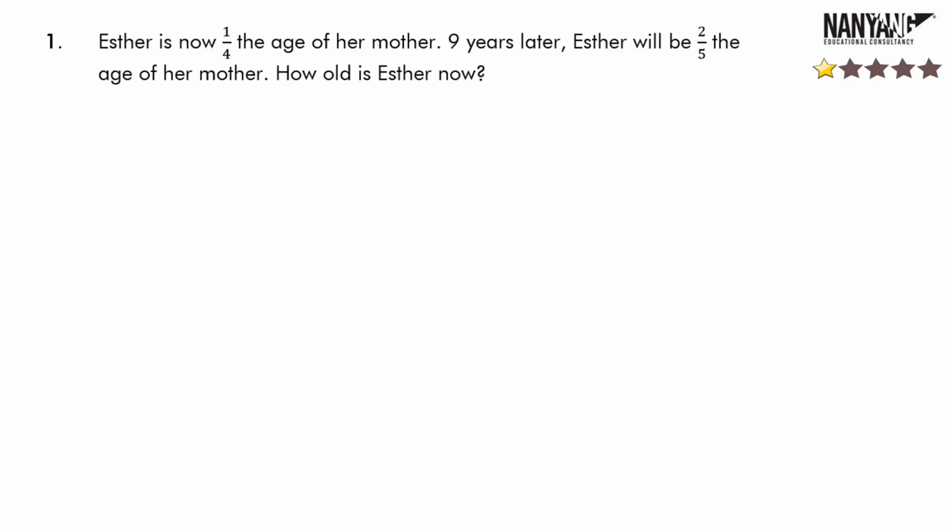So let's look at our first question. Esther is now 1/4 the age of her mother. 9 years later, Esther will be 2/5 the age of her mother. How old is Esther now?